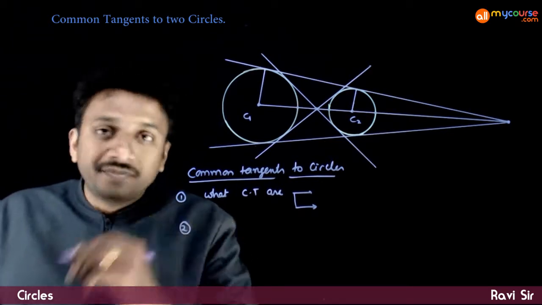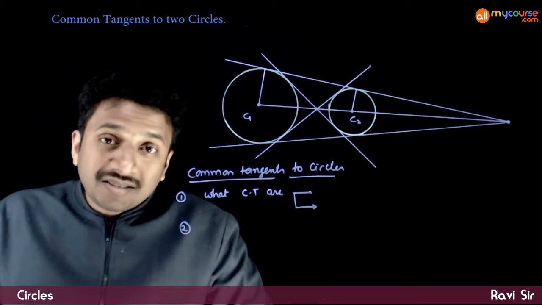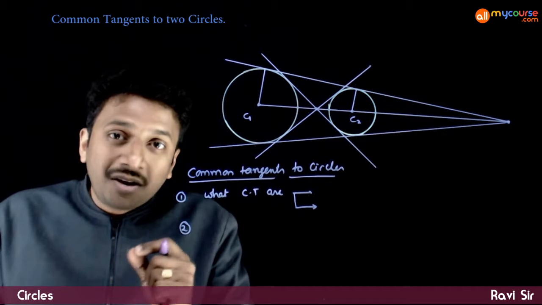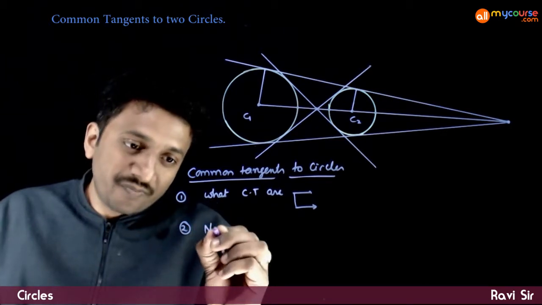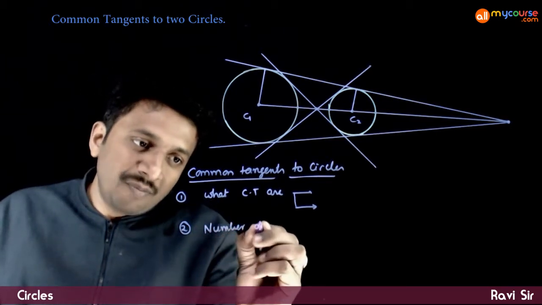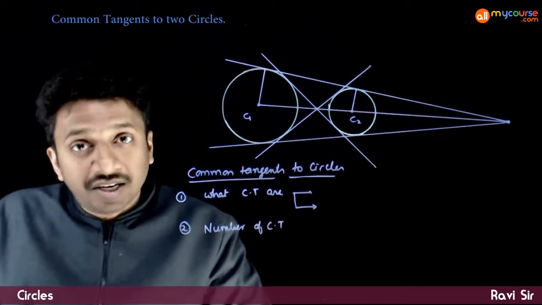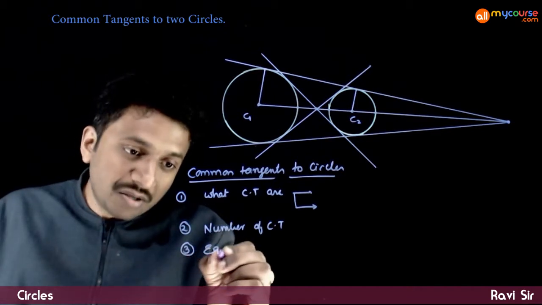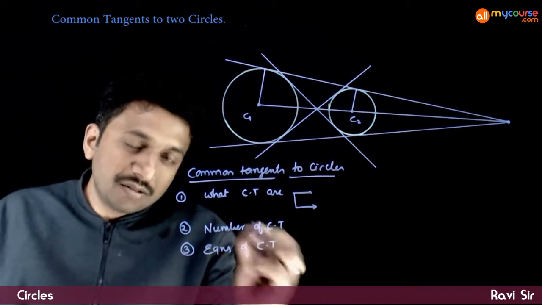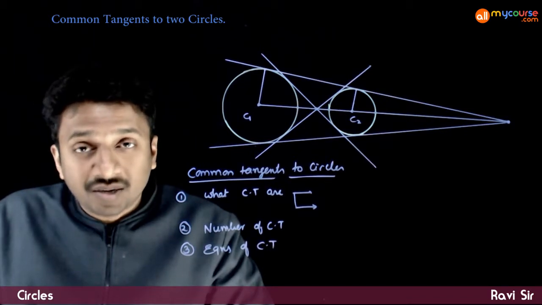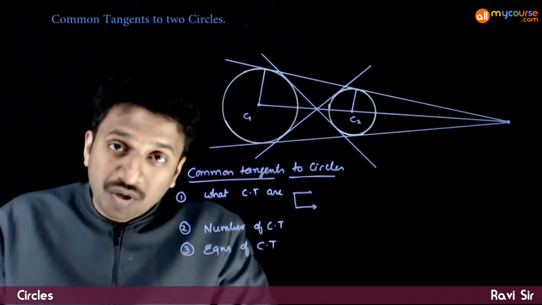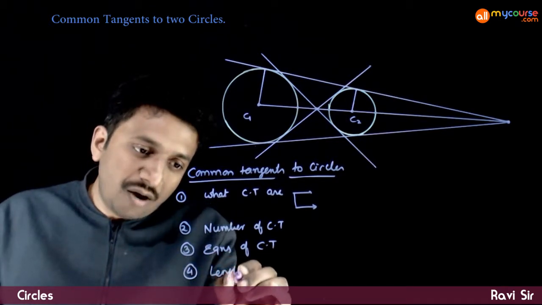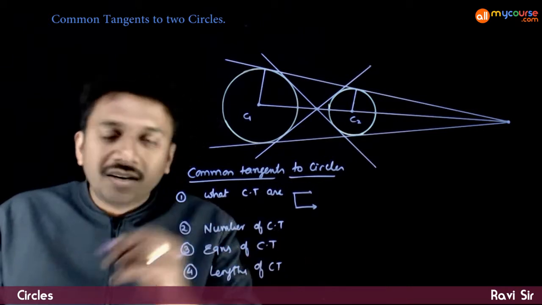The second, what is the number of common tangents that can be drawn to two circles? Third, the equations of common tangents. Once you understand how many common tangents can be drawn, what are their equations and what are the lengths of common tangents.